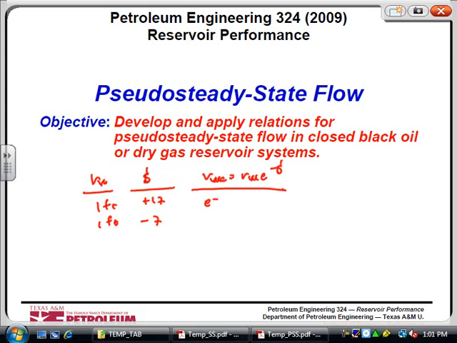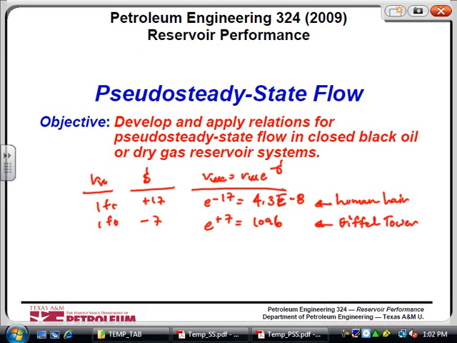Somebody tell me what e to the minus 17 is. And e to the plus 7. Do you have a number? Negative 8? Okay, so 4.3 e to the minus 8. Okay. What's e to the plus 7? 1,000? 1,096. So here, it's about like a human hair. And here, I don't know, it's like the Eiffel Tower. Anybody from France? I probably just spelled that wrong. That's okay. Nobody's grading me.